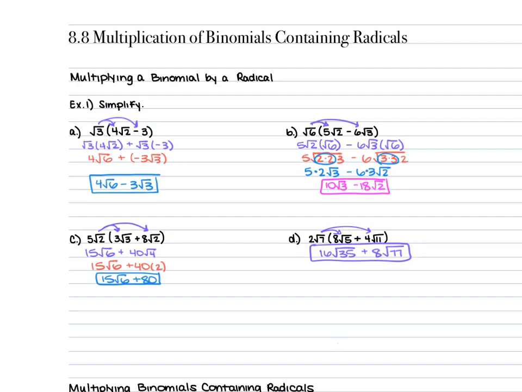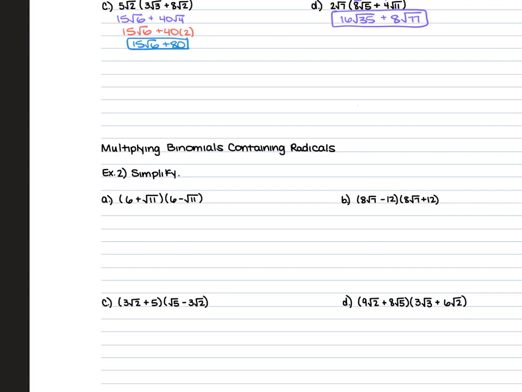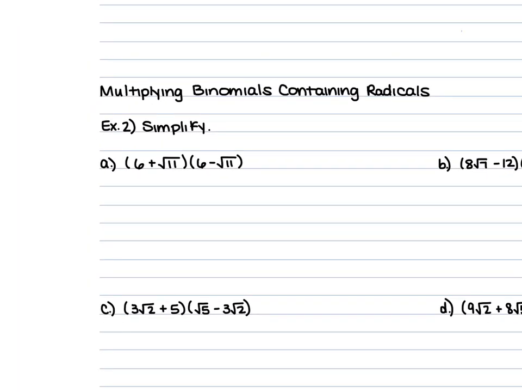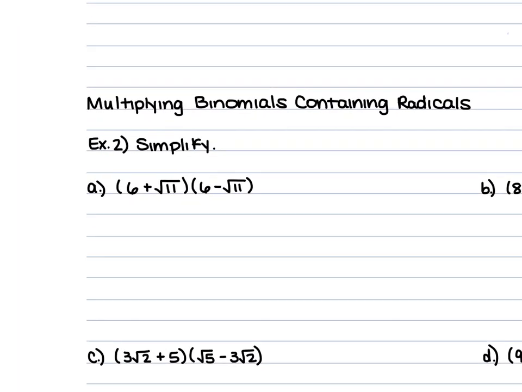If we look at our next part, we are foiling these. So first, inner, outer, last. You're taking that 6 and distributing it into the second set of parentheses. You're taking that square root of 11 and distributing it into the second set of parentheses. So this is going to give us 6 times 6 minus the square root of 11 plus the square root of 11 times 6 minus the square root of 11.